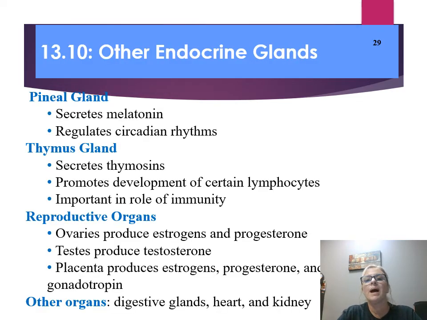All right, so here are the minor players, the more minor endocrine glands. We've got the pineal gland, which is very, very small, and is located deep in the cerebral hemisphere. It secretes melatonin, and you might be familiar with melatonin that people can actually pick up at the store and take to help them go to sleep. Melatonin is a very important component of circadian rhythms, and circadian rhythms are our basic sleep and wake cycles. This is why you go to bed at a certain time and wake up at a certain time.